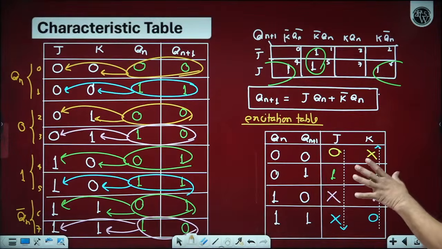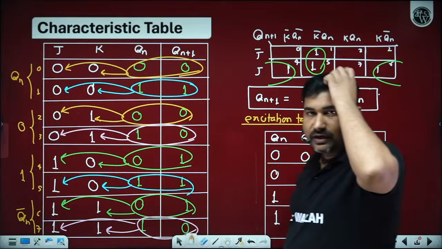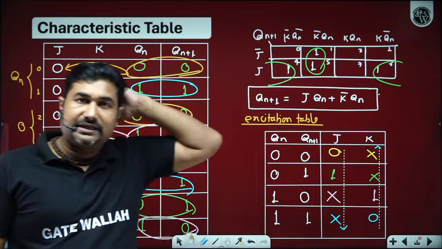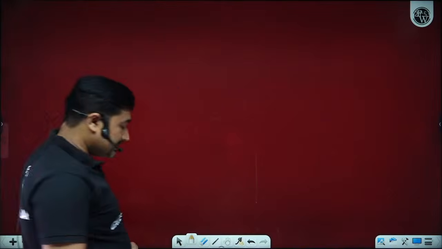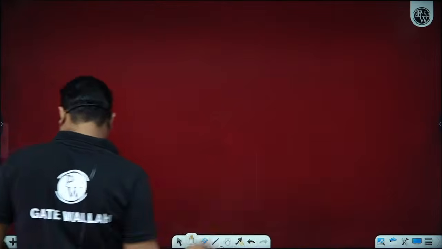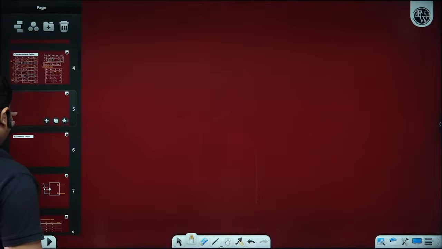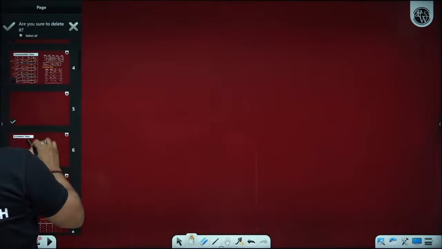Up to this part I have already covered the JK flip-flop, characteristic table and excitation table. Let's move towards the D flip-flop. Next, write down D flip-flop. Now please observe.